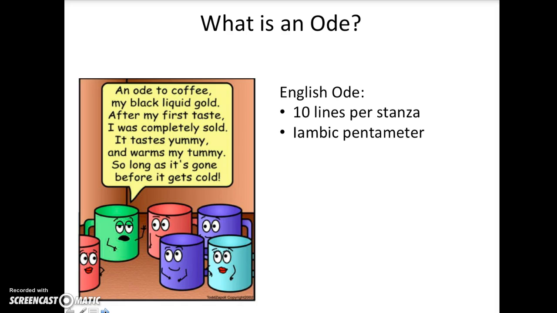If you look it up, you'll see an ode to chocolate, just as an example of how much somebody loves chocolate. Or here you can see a comic of an ode to coffee: "My black liquid gold. After my first taste, I was completely sold. It tastes yummy and warms my tummy, so long as it's gone before it gets cold." So it's almost in a joking way, but it is honoring somebody or something that the writer particularly loves.